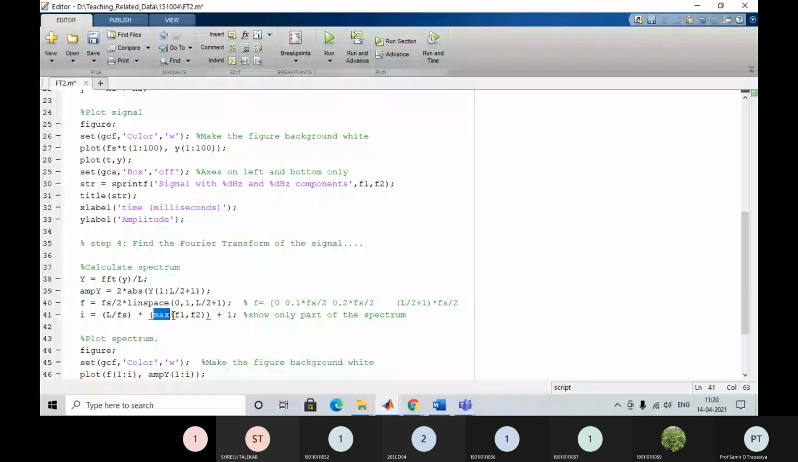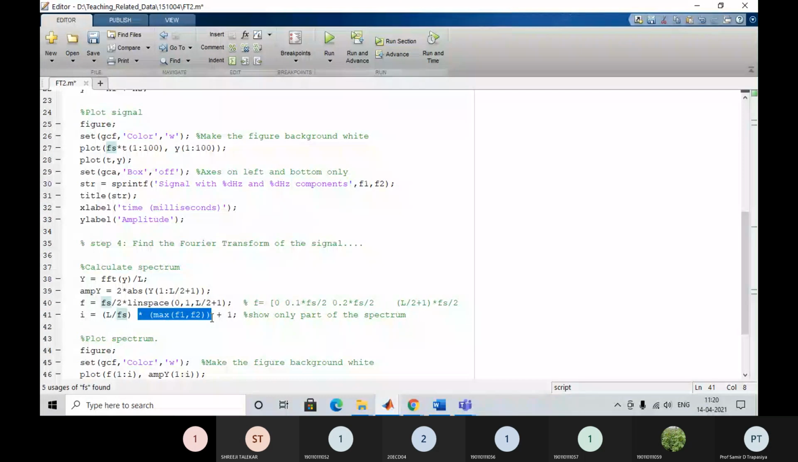And if we are choosing two different signals with frequencies f1 and f2, we want to go up to the higher frequency. So this L by fs is used to define how many sampling points are equal to one frequency unit. The total number of points is normalized by the sampling frequency, and that is multiplied by the maximum of f1 and f2. Which one is maximum? We want to plot the signal up to that only, f2 if it is maximum, f1 if it is maximum. So that defines the maximum frequency, and plus 1 is because 0 is considered.